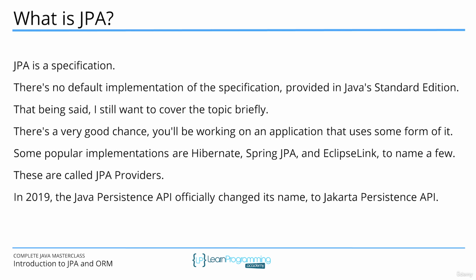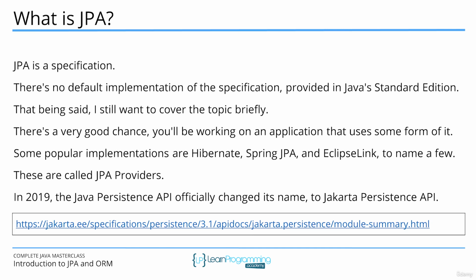In 2019, the Java Persistence API officially changed its name to Jakarta Persistence API. It was previously part of Java's Enterprise Edition, which has since become open source. The Persistence API became one of the Jakarta projects. The link shown on this slide is Jakarta's API documentation for JPA, and unless you're supporting legacy code, you should start here.